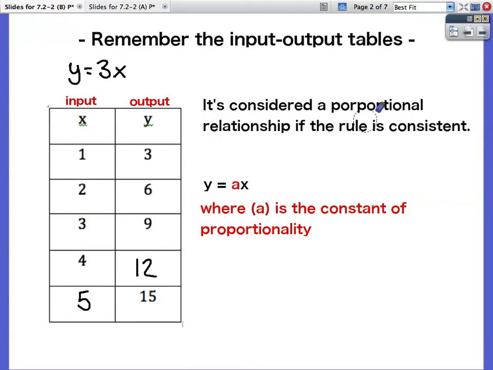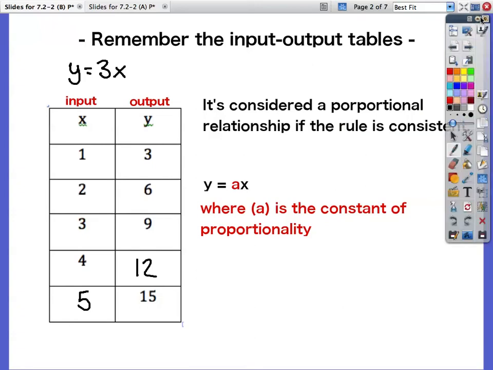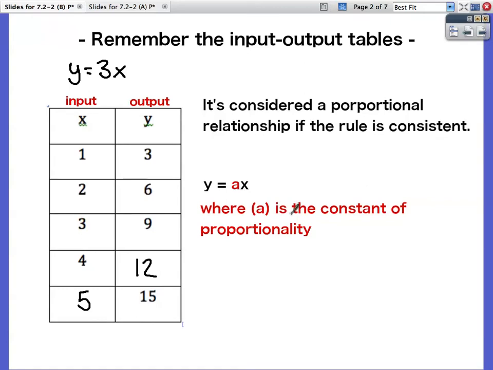Something else to keep in mind here is that the constant of proportionality, this other big word, is just the A number. So this 3 right here, that's the constant of proportionality. And what I think is interesting is these are just big words, but you guys kind of already know what they mean. So quick recap. If the rule's not broken, it's proportional. It's a proportional relationship. Whatever you're multiplying by X or the input to get your output, that's the constant of proportionality.